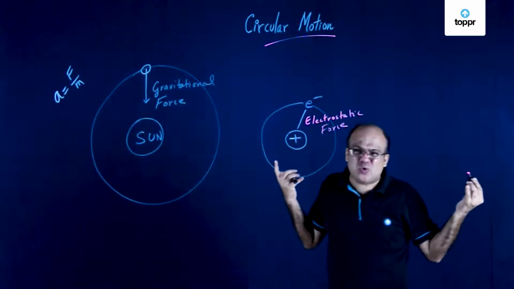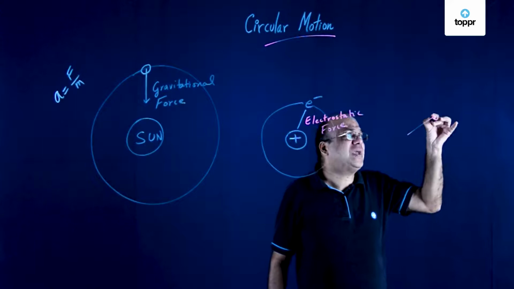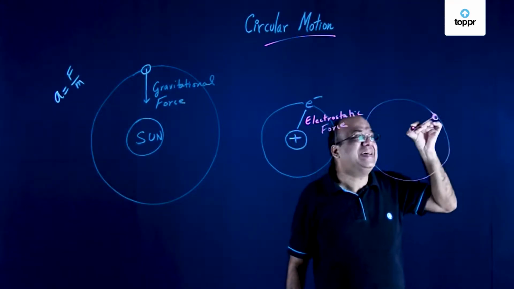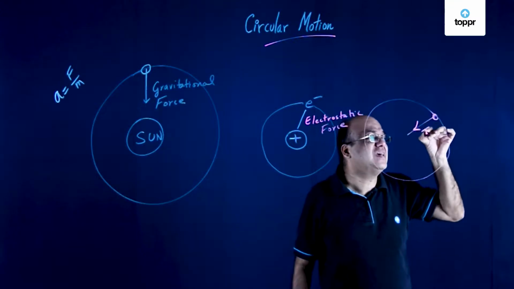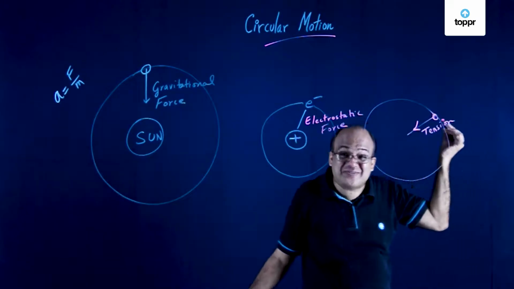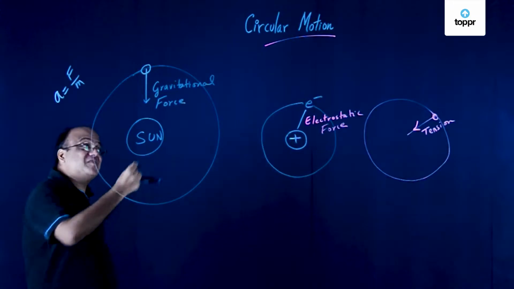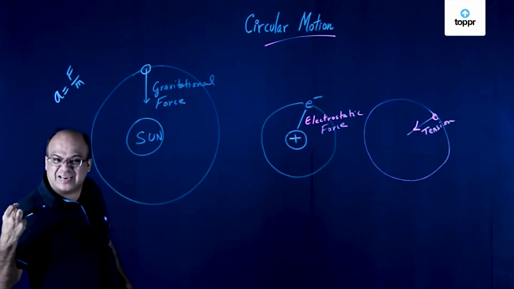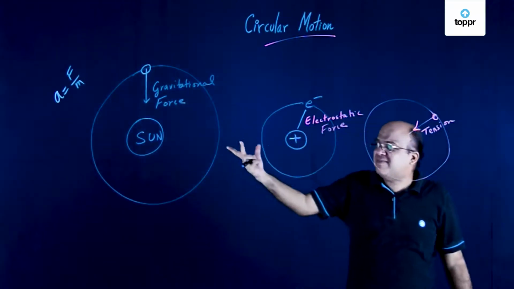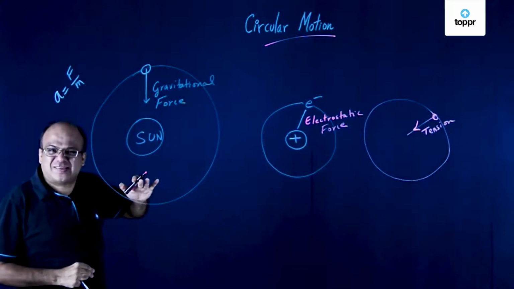Suppose you take a stone and tie it to a string and make the stone go in a circular path. In this situation, tension in the string provides the necessary centripetal force. Right? For anything to move in a circle, we need a force toward the center. This is not an extra force. This is some force like gravity, electrostatic force, or tension that acts towards the center.